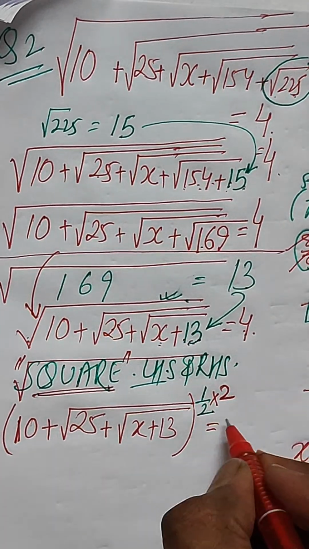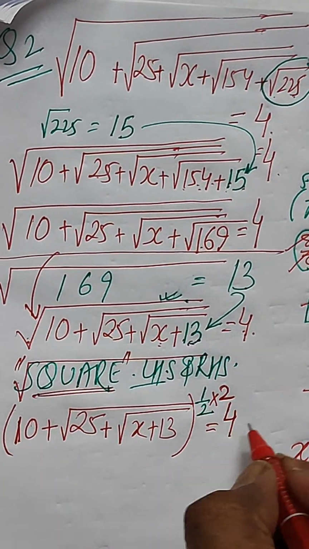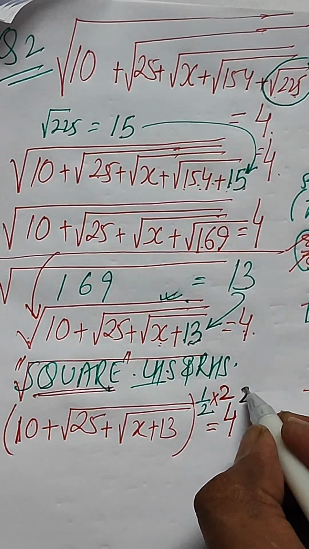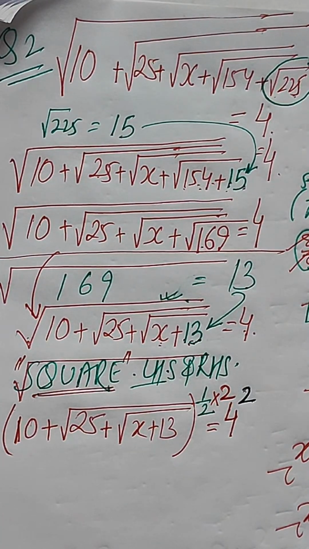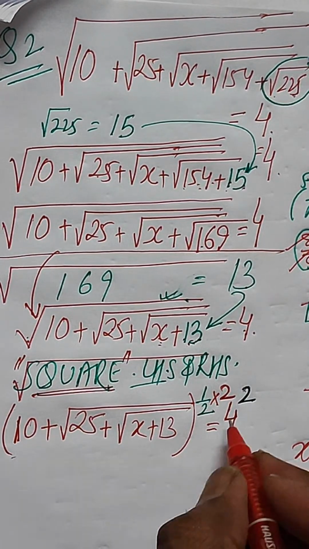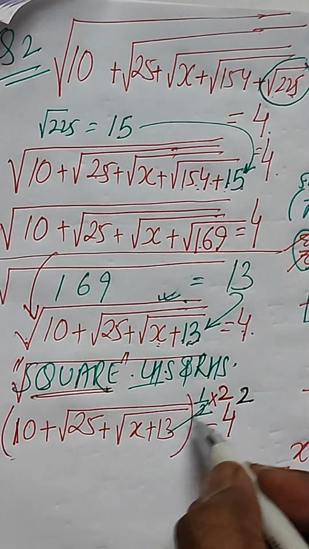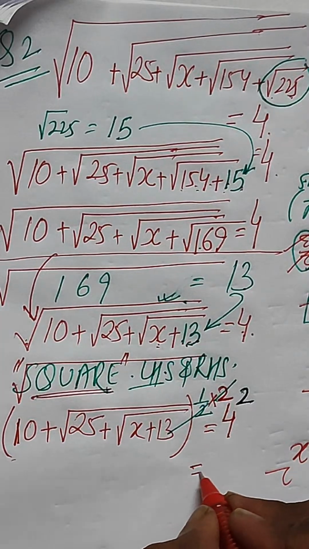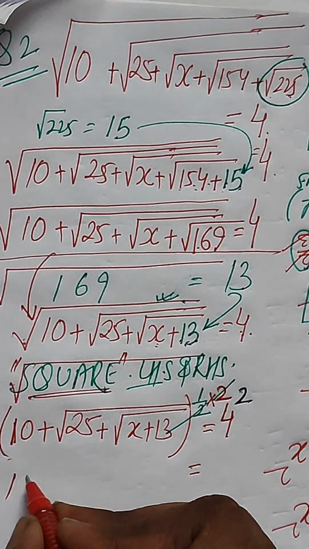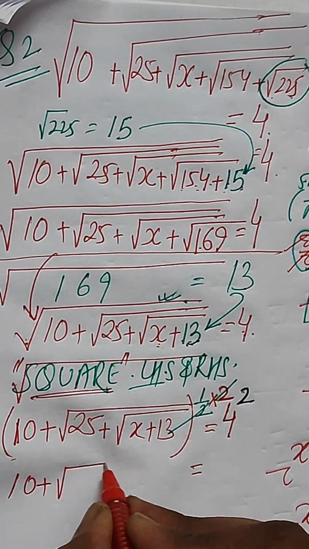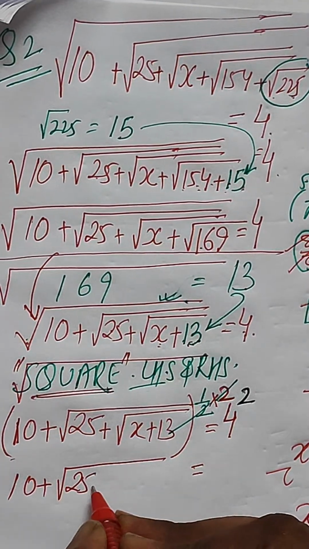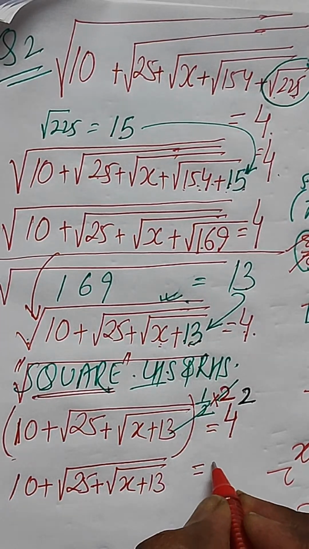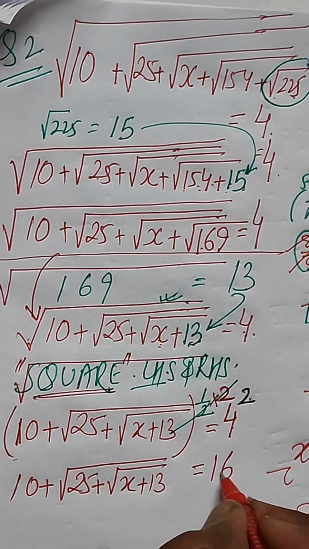So this 4 square will be there. I'm writing this in a different color so that you can easily understand and predict the steps, right? Here you can see these two and these two will be cancelled out, right? And in the next step we have 10 plus root over 25 plus root over x plus 13 is equal to 4 square, which is 16, right?